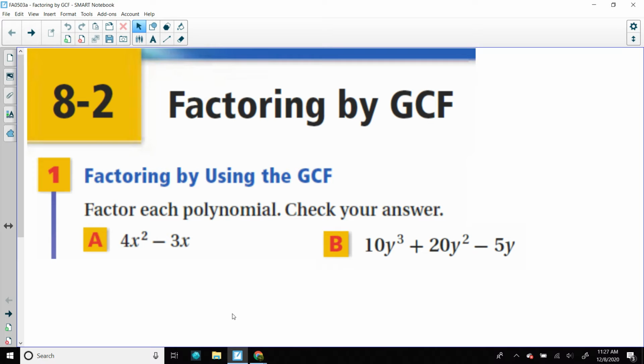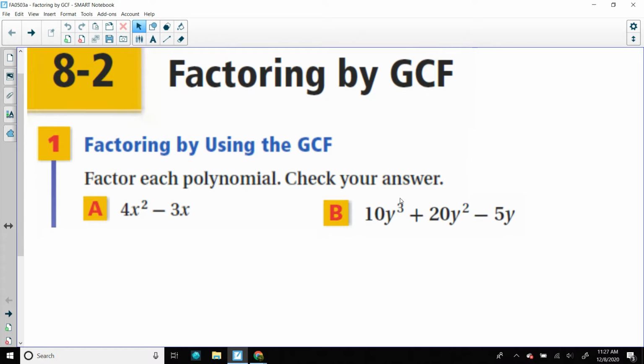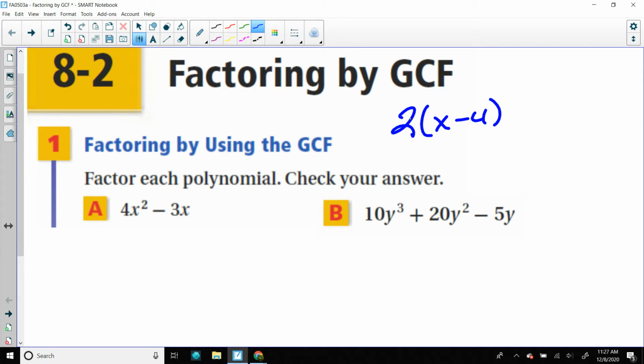All right, we're going to do a quick video for fundamental algebra on factoring by the greatest common factor. So in this particular case, all we're going to do is grab the numbers that are the same in each of these and factor them out front. Think of this as the reverse distribution property. So if I had 2 times x minus 4, I would distribute it, and I would end up with 2x minus 8. Well, what we're going to do is start with this and then factor it out.